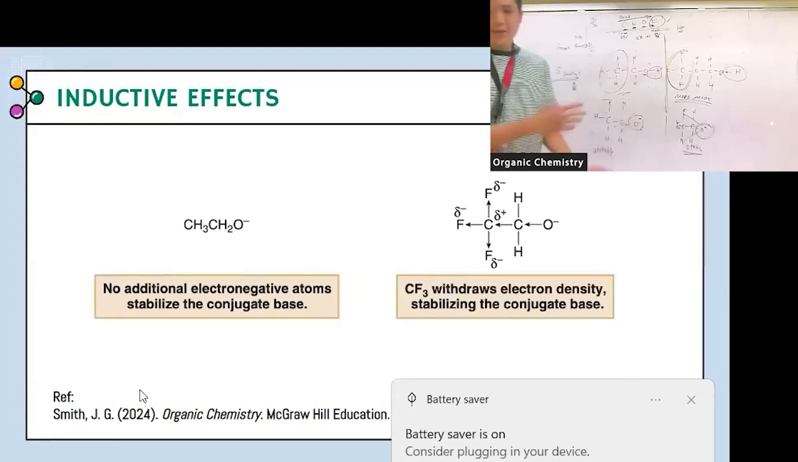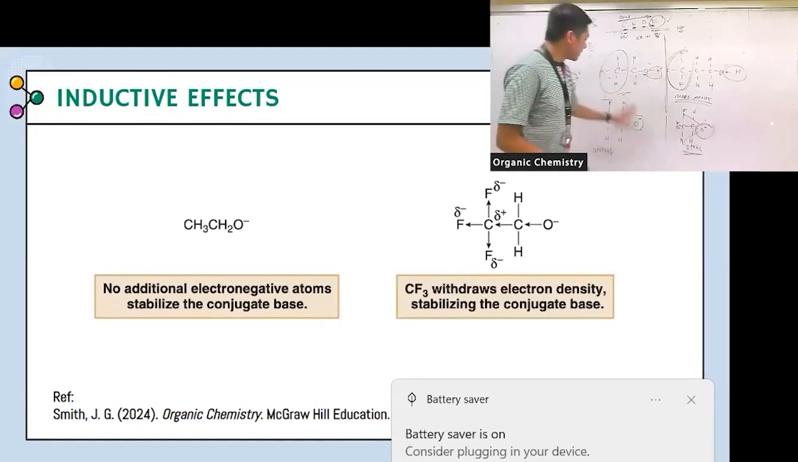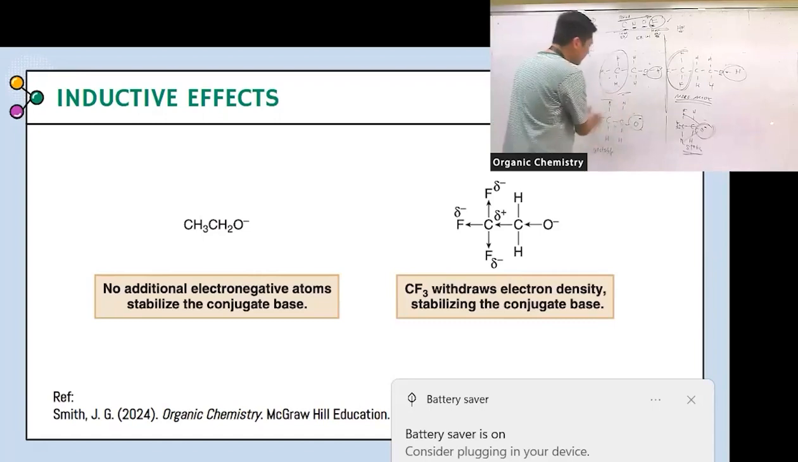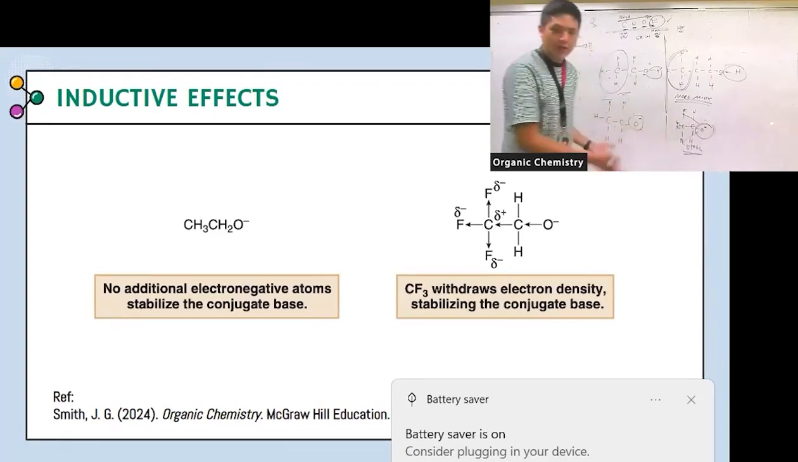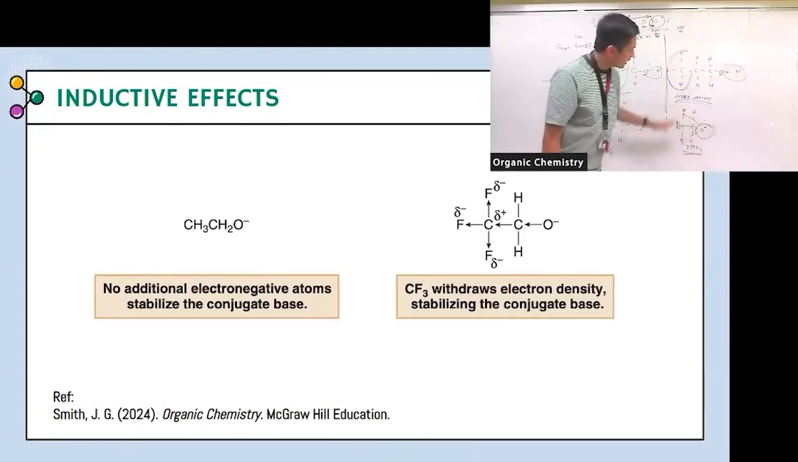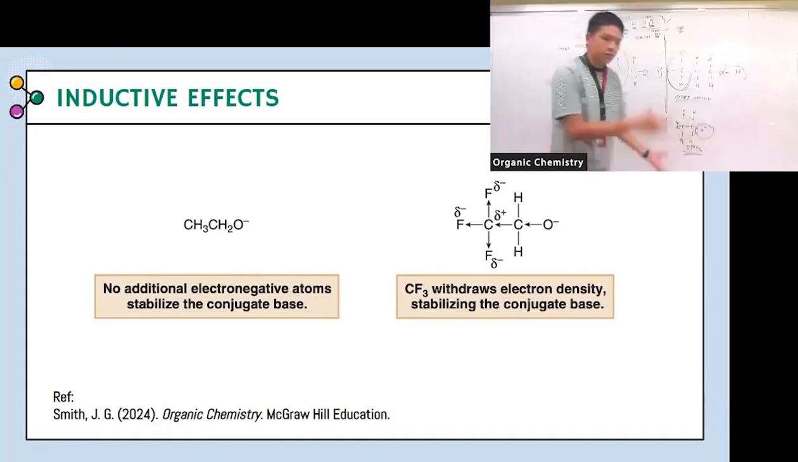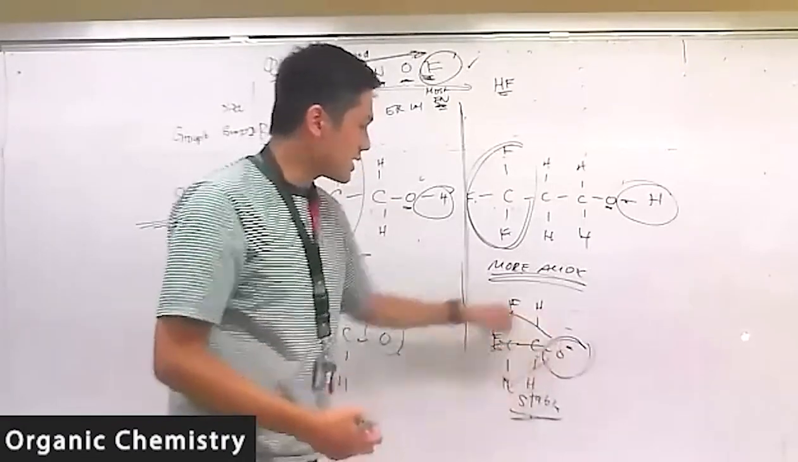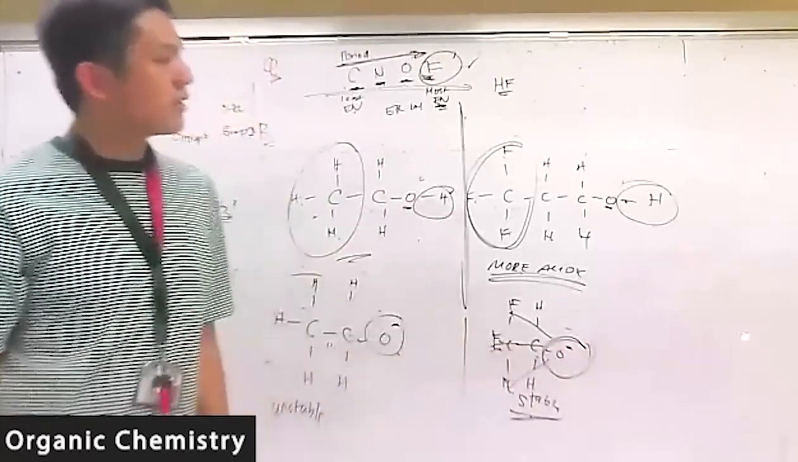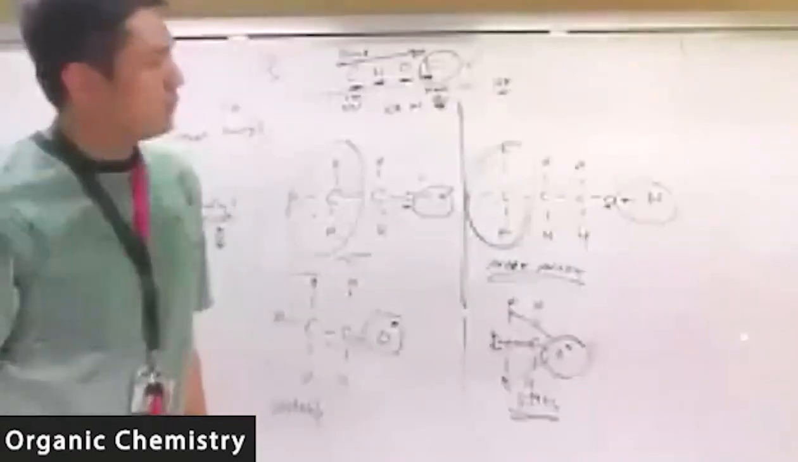So here you can see what I was talking about earlier. Here there is no additional electronegative atom. There is no inductive effect. The H cannot pull the negative charge away from the O. Here you can see it. The F can pull. It is pulling the negative charge away from the O. Hence, the O, they're the same size, they're the same everything. The O is here. But this one is carrying a heavier negative charge than this, because the F pulls the negative charge of the O. Okay? So this is what we call inductive effect. So next slide, please.